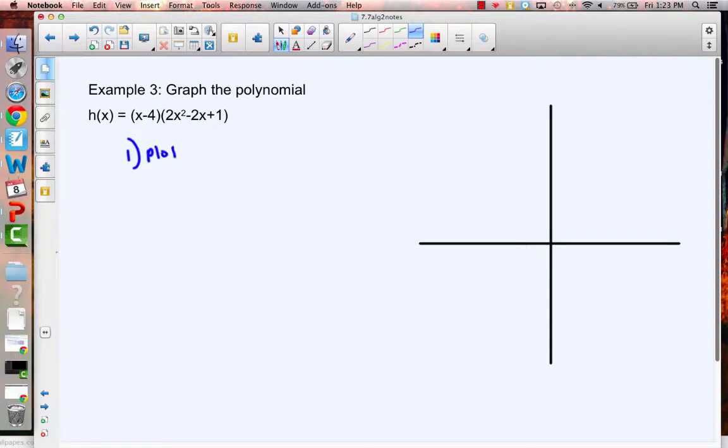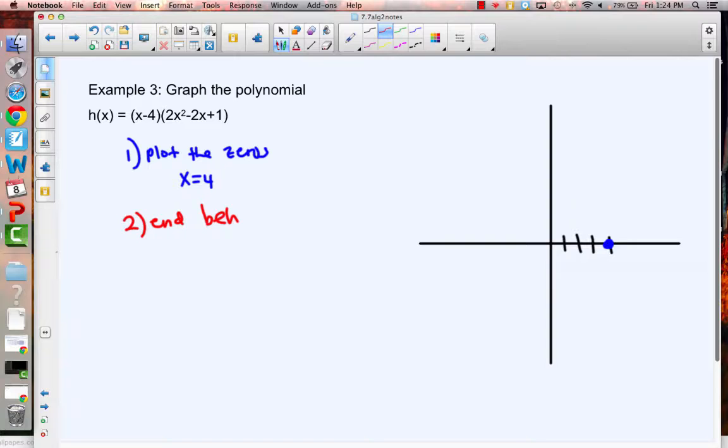So we're going to plot the zeros. So we know that x is going to be equal to 4. So I'm going to plot 4 over here. So there's our first. And then we need to figure out in step 2 what our end behavior is.